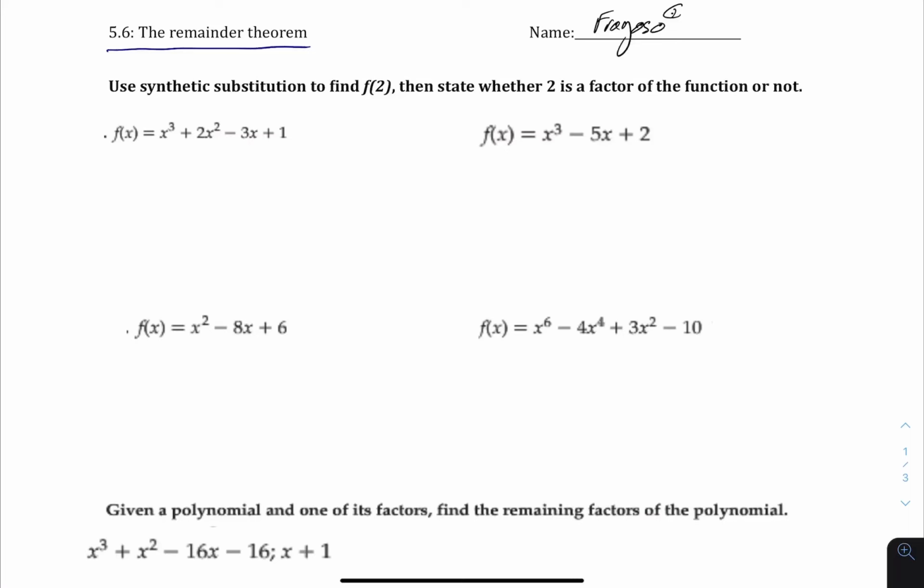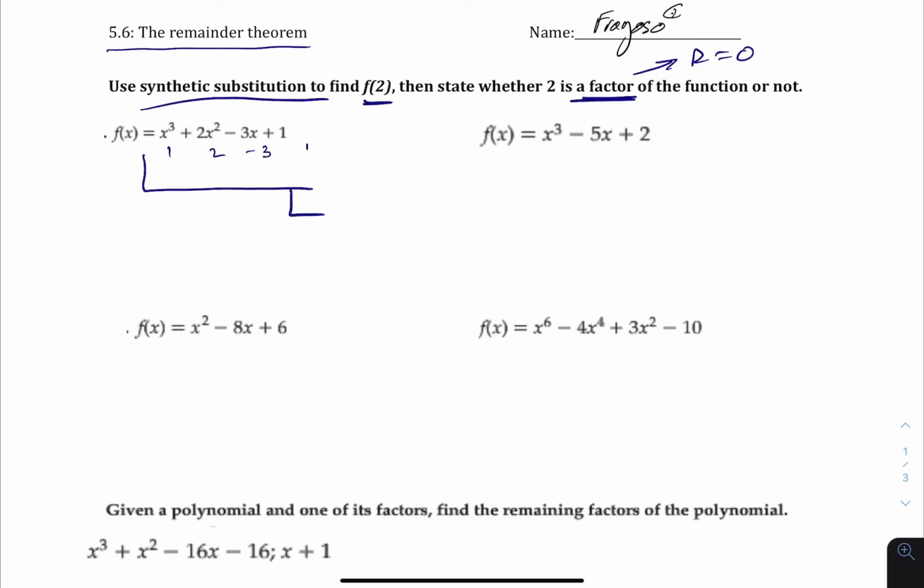If you're doing synthetic division, the key thing about a factor is that it's just like a factor in numbers. It means you have no remainder, so the remainder equals 0. If it's a factor, the remainder should equal 0. So if I do synthetic division on this one, I get 1, 2, -3, 1. All I really care about is the remainder.